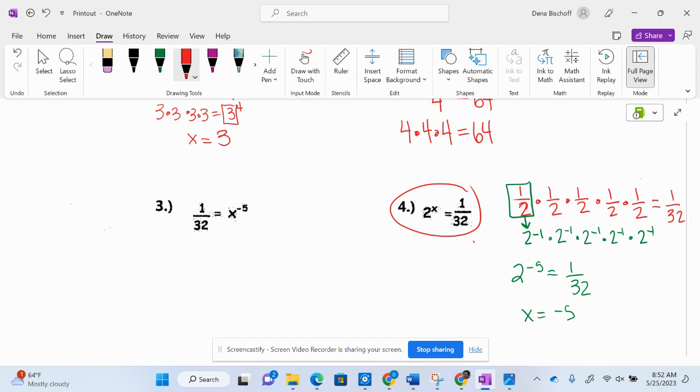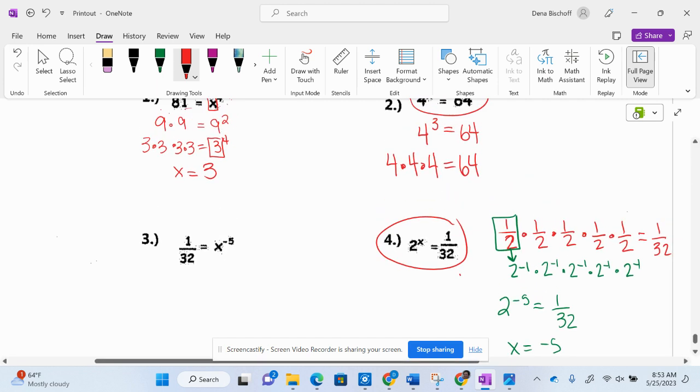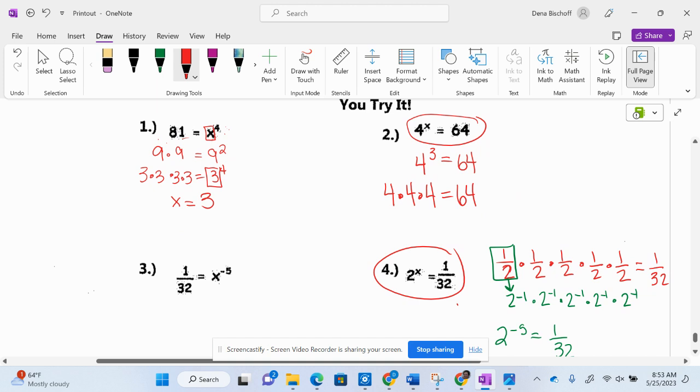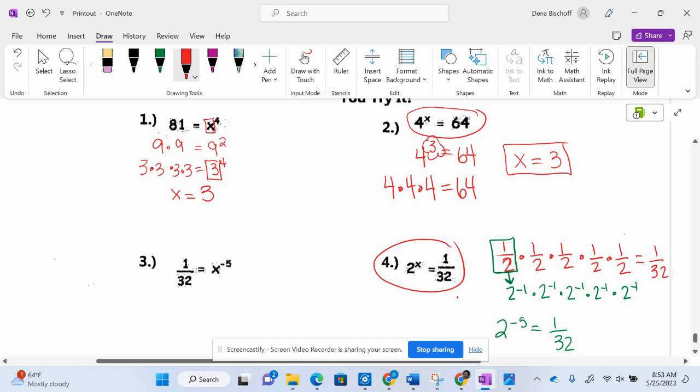Are we ready to see them? So for the first one, I just wrote out 4 times 4 times 4 is 64. That means I took 4 to the third power. So x is 3. If you could just start plugging numbers into your calculator: 4 to the first, 4 to the second, 4 to the third until you get up to 64. Just start raising 4 to a power.